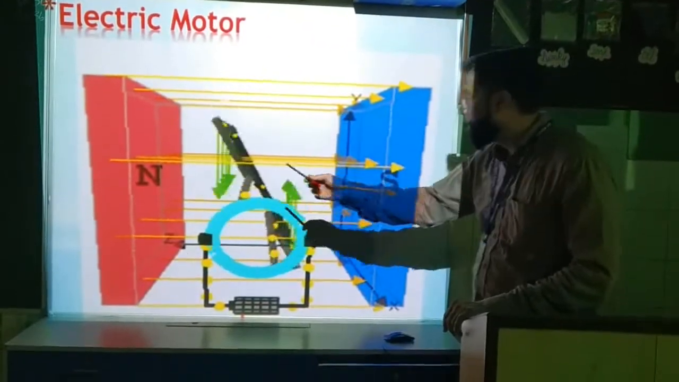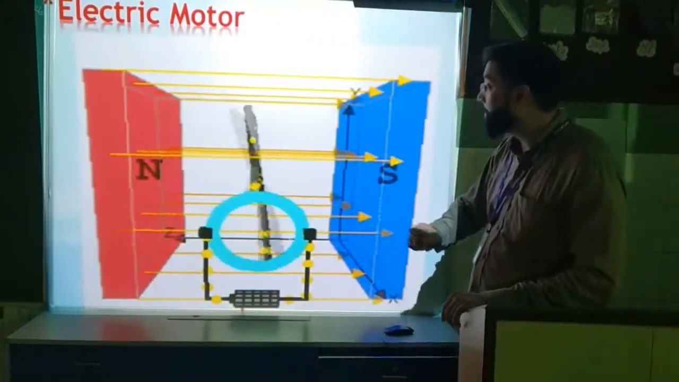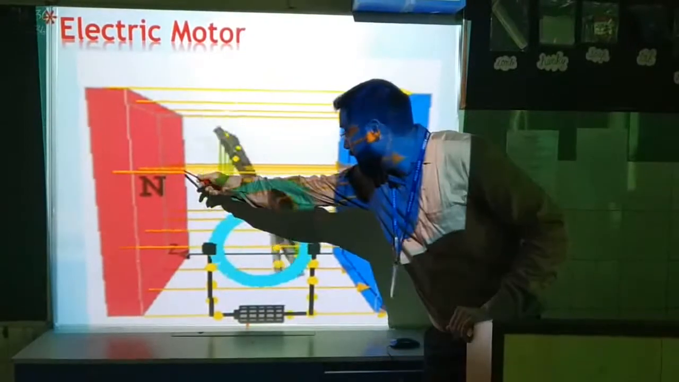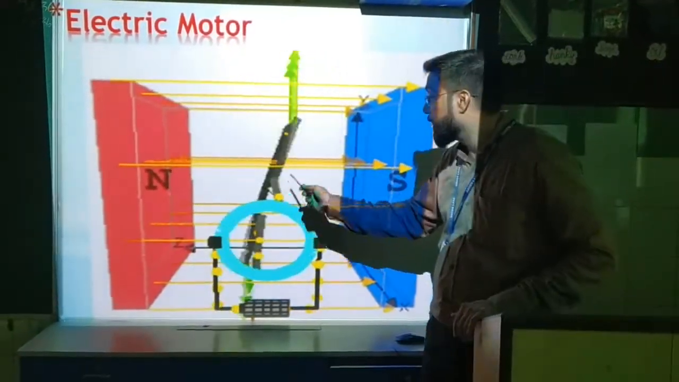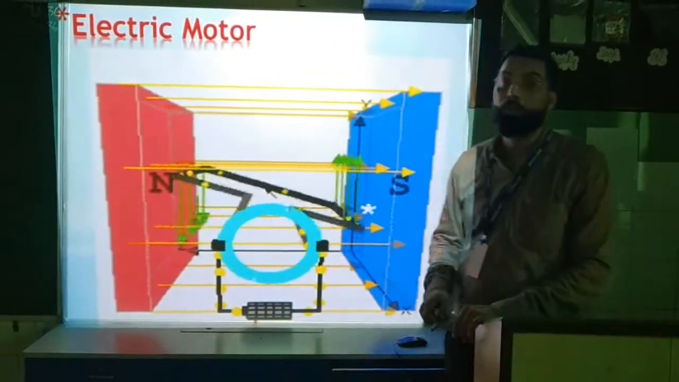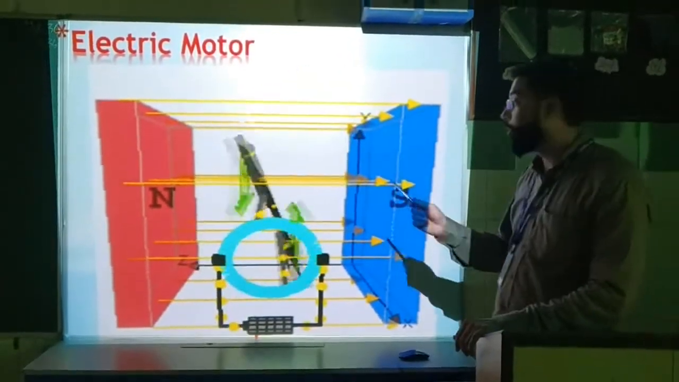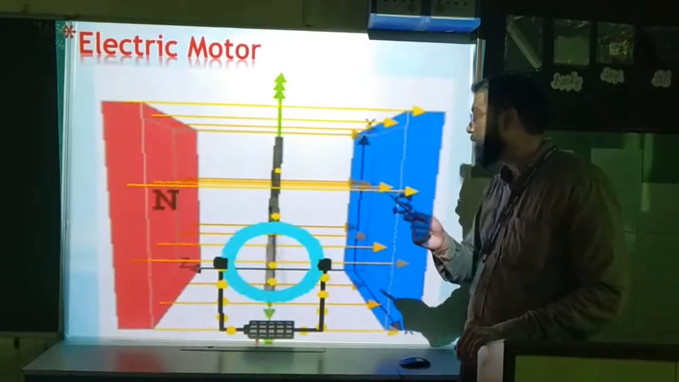The direction of magnetic field is from north to south, as this is shown by this, and this magnetic field and armature coils are perpendicular to each other, such that maximum force will be produced in the electric motor.